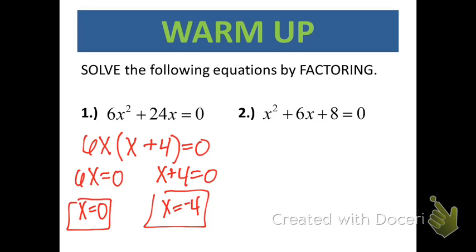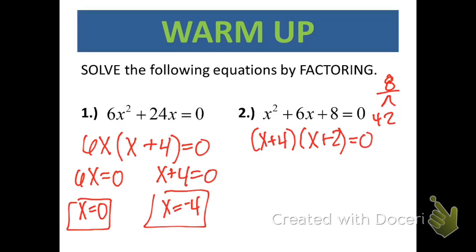Number 2, we should do pretty good with this, because it's just a leading coefficient of 1. What are my factors of 8 that are going to add and give me 6? 4 and 2. So I have x plus 4, x plus 2 equals 0. What are my solutions? Negative 4 and -2.